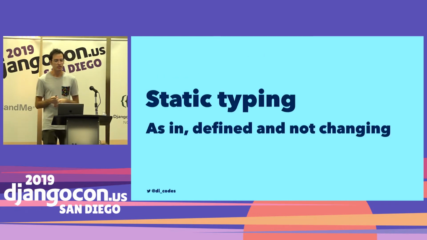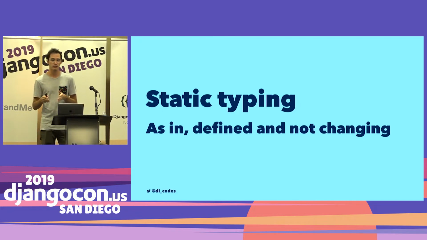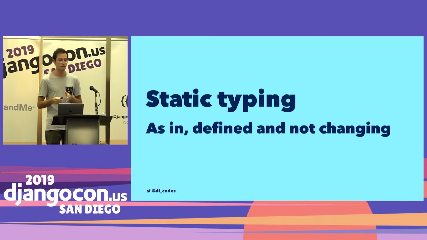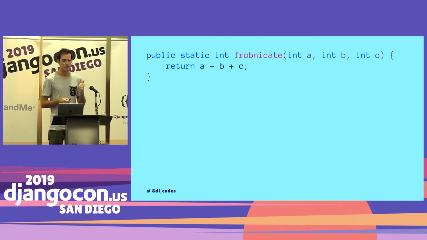So static typing means that these variables and the return types and arguments to functions are not going to change. They're defined what the type is going to be, and it's not going to change. And so there are actually a lot of statically typed languages. So I want to show you some examples of that same frobnicate function in multiple languages. So does anyone know which language this is? I heard it. Yeah, C. That's C. How about this one? Java. Yeah, that's a dead giveaway with public static int.